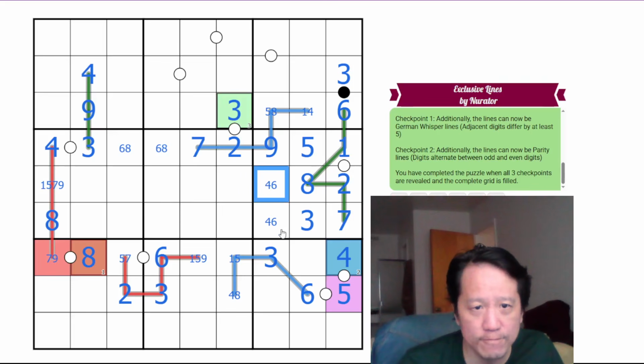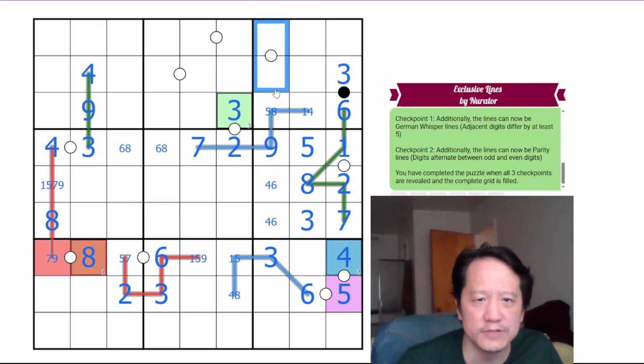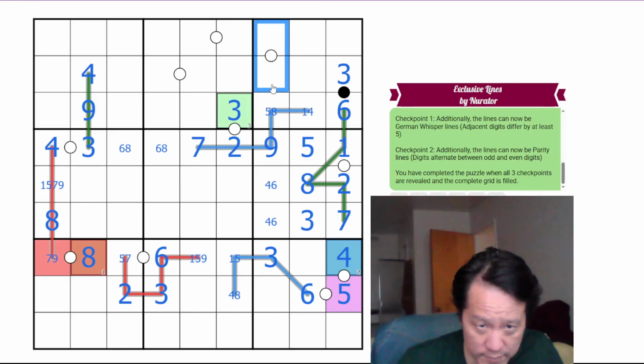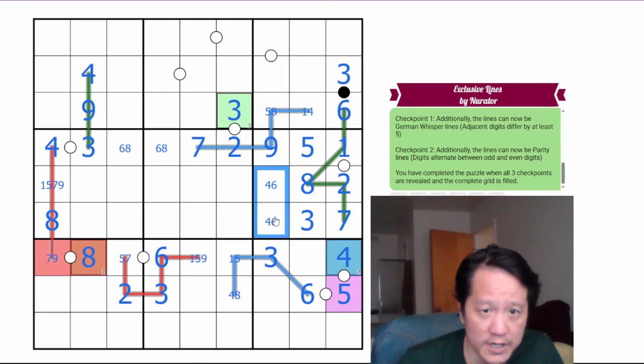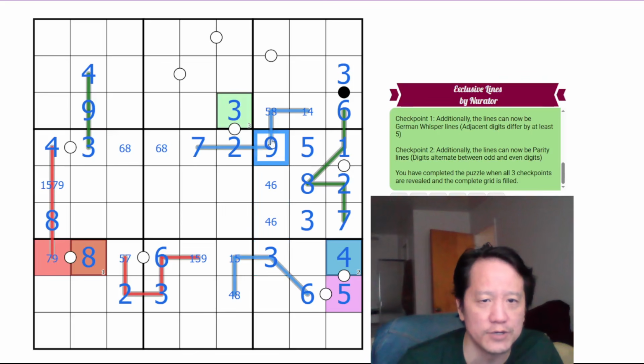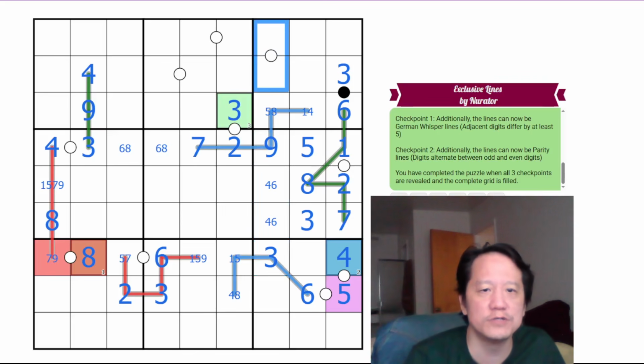Okay. What else do we have? These are consecutive. So this has to be consecutive, and you cannot have 4, 6, 3, or 9. So it could be 1, 2 as a pair. No 3, no 4, no 6.